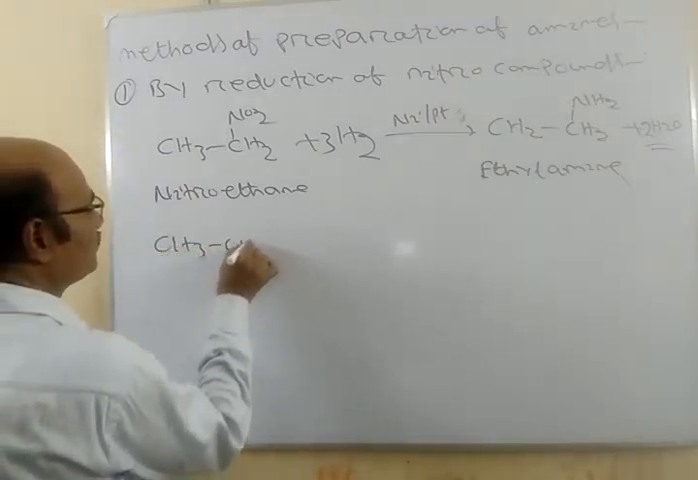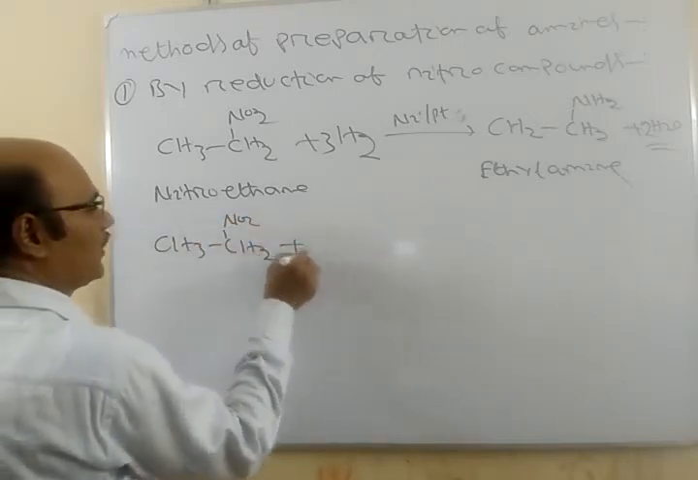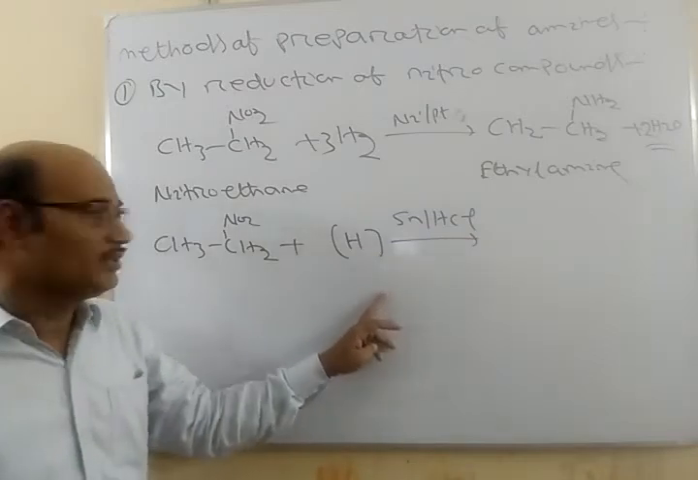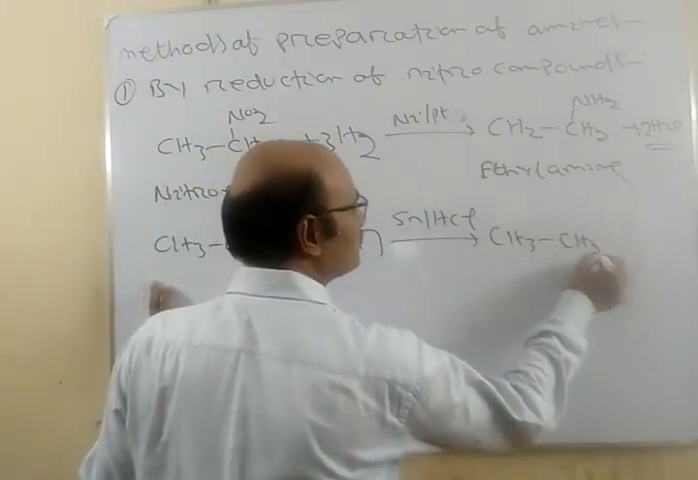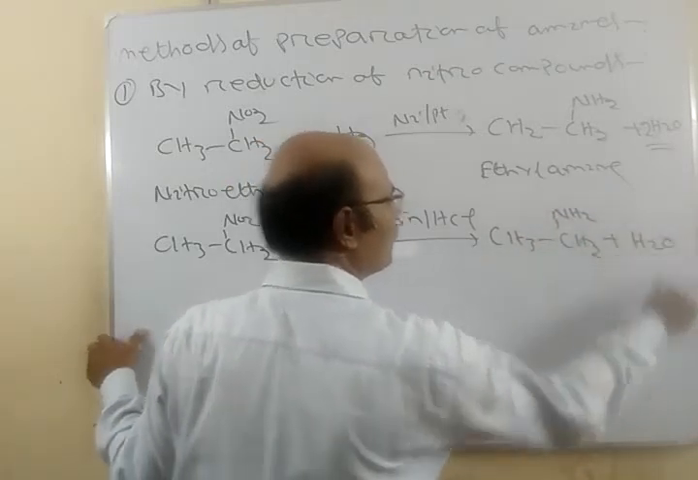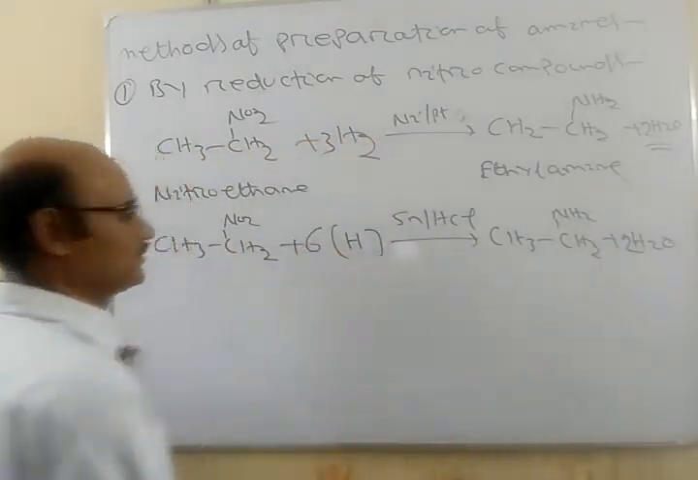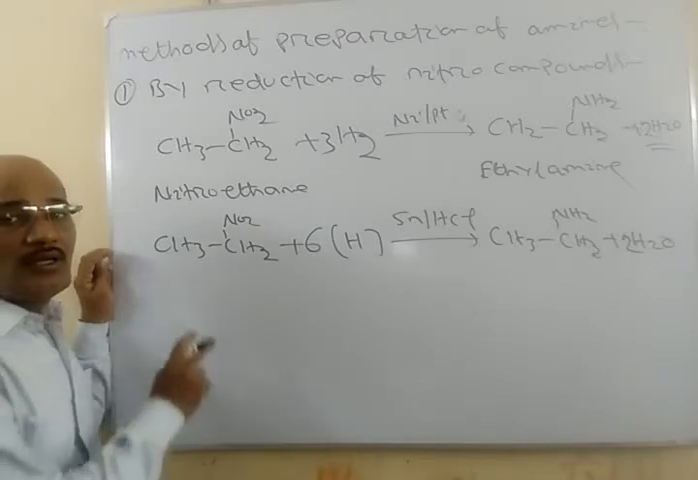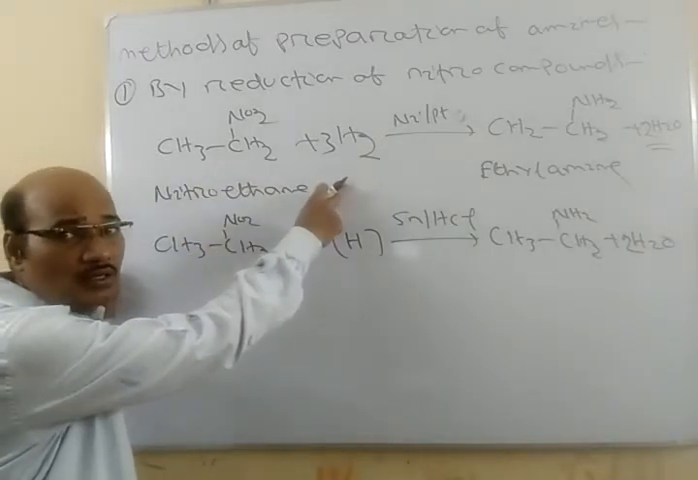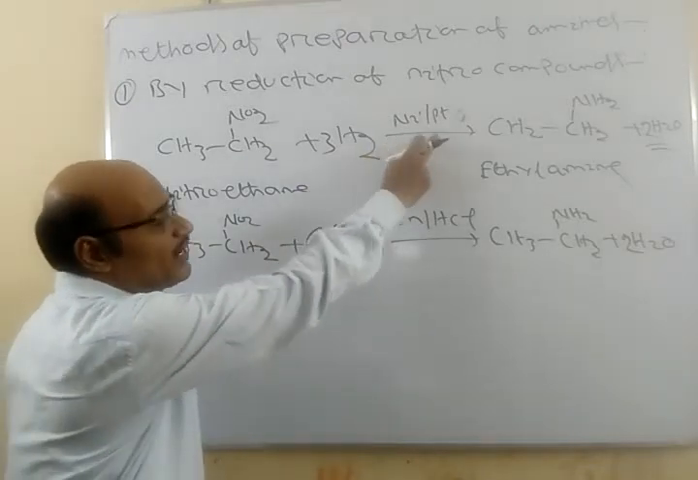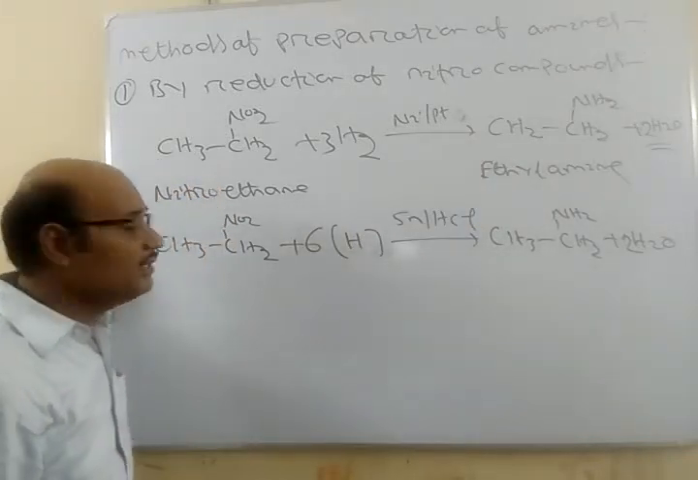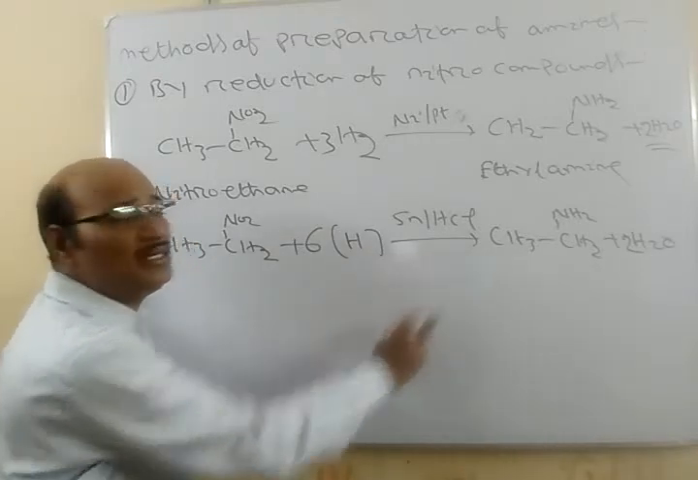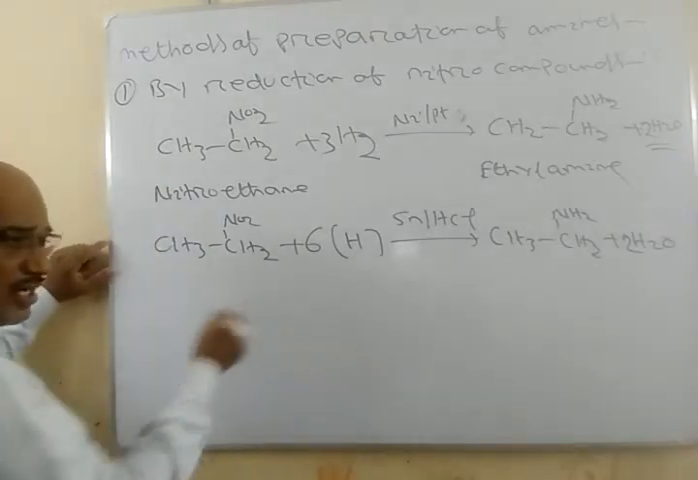Similarly, I can go for CH3CH2NO2 plus H with Sn/HCl, chemical reduction. What happened? CH3CH2NH2 plus 2H2O. Same thing, we get ethyl amine. So when nitro compounds undergo reduction with H2 in presence of nickel or platinum, then the corresponding amines are formed. Similarly, when the nitro compounds undergo reduction with Sn/HCl, then also the amines are formed. So this also we can extend to aromatics.